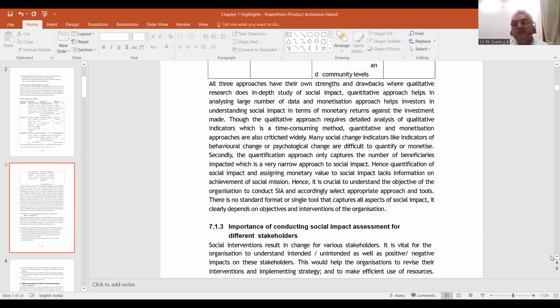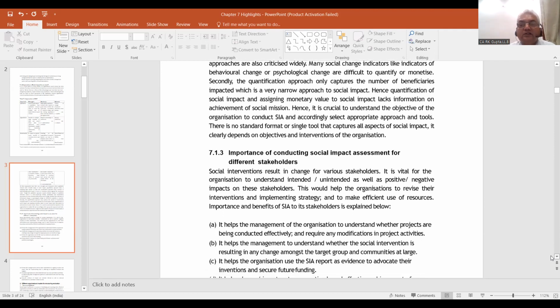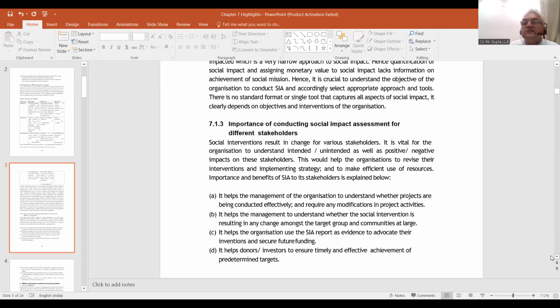Quantitative approach will capture only the direct beneficiaries or the stakeholders. Now, importance of conducting social impact assessment for different stakeholders. So what is the importance? Social interventions result in change for various stakeholders. So it is vital for the organization to understand intended or unintended as well as positive or negative impacts on these stakeholders. Because in social audit, what we are doing, we are just trying to understand the change that has happened in their lives, either positive or negative, direct or indirect.